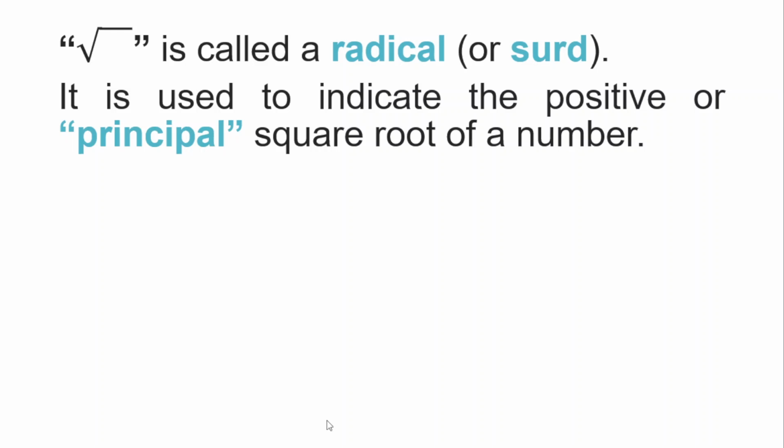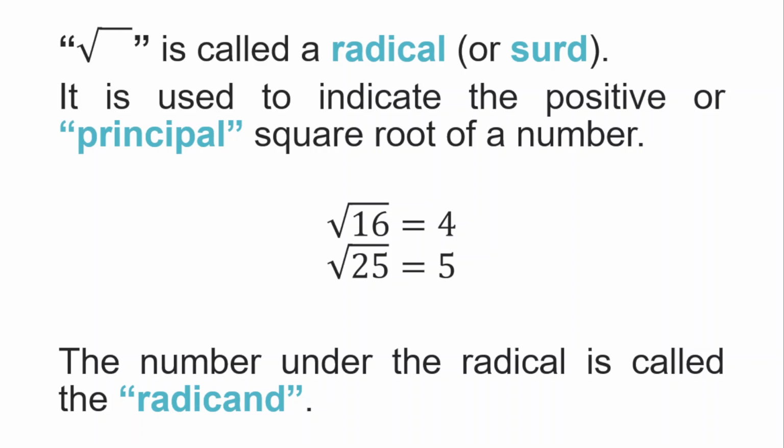So when we say square root, it's like the opposite of the exponent. Like we say 4 times 4 is equal to 16. But if we have the square root of 16, that will equal 4. Let's say 5 times 5 is equal to 25. And what is the square root of 25? It's like the reverse, so the square root of 25 is 5. The number under the radical is what we call the radicand.